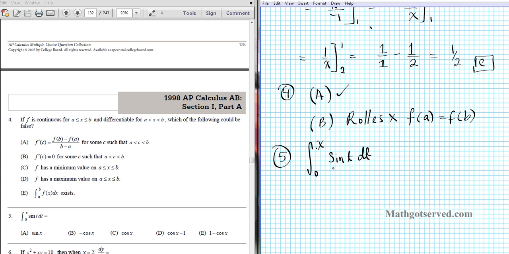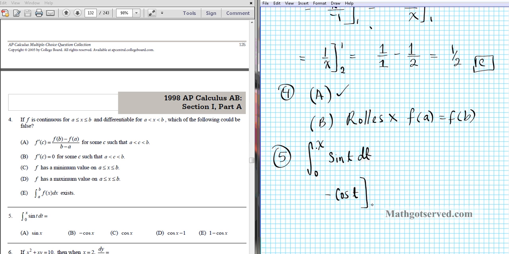The derivative of sine is positive cosine. That's not what we're doing. We're actually taking the antiderivative. So the antiderivative of sine is negative cosine t. Because when you differentiate cosine, there's a switch in the sign, so when you integrate sine, there's also going to be a switch in the sign. So the antiderivative of sine t is negative cosine t.